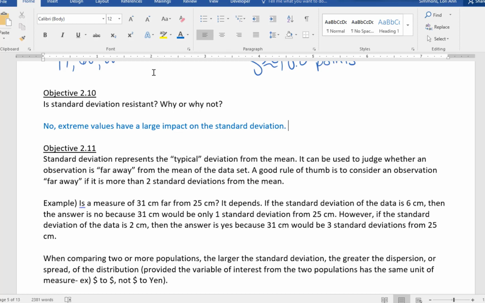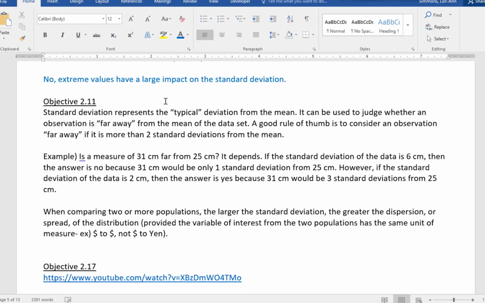A good rule of thumb is to consider an observation far away if it is more than 2 standard deviations from the mean. Is a measure of 31 centimeters far from 25 centimeters? It depends. If the standard deviation of the data is 6 centimeters, then the answer is no, because 31 centimeters would be only 1 standard deviation from 25. However, if the standard deviation of the data is 2 centimeters, then the answer is yes, because 31 centimeters would be 3 standard deviations from 25 centimeters.